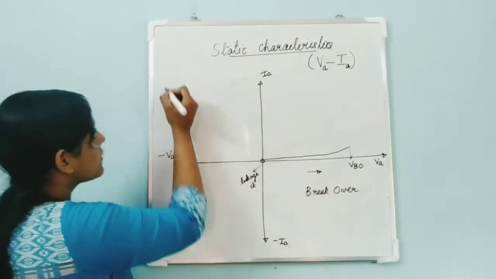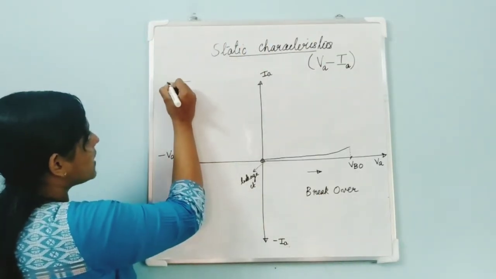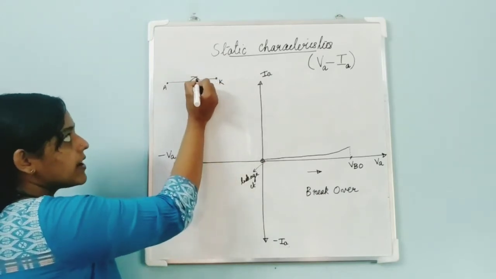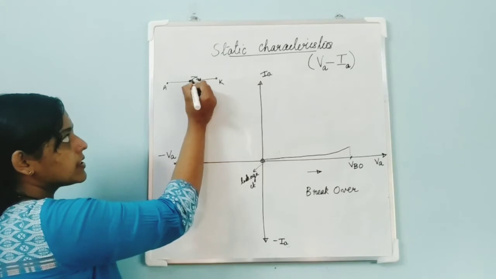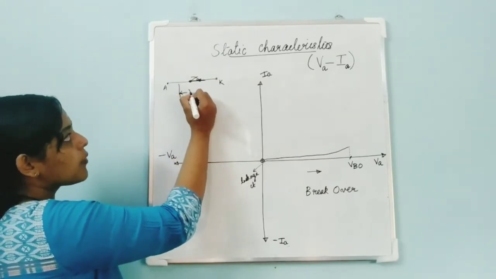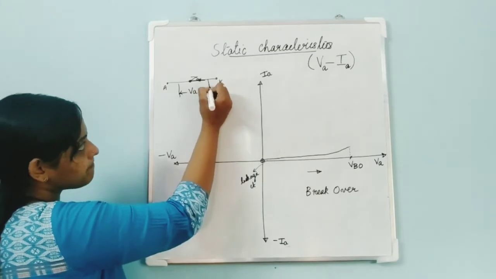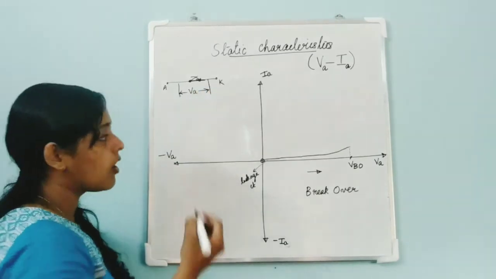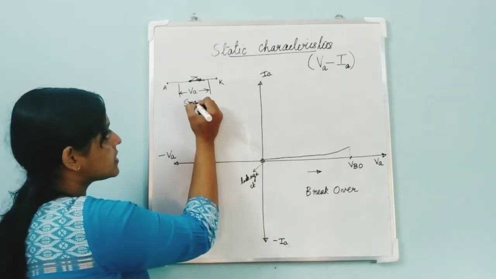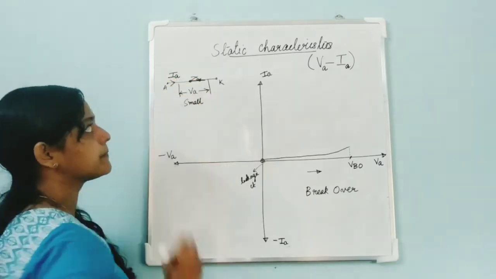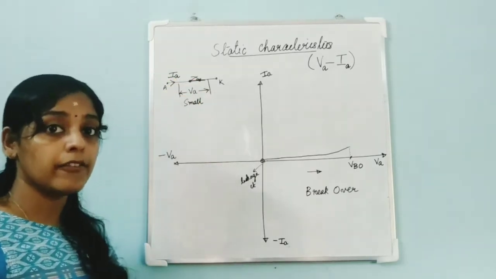And once a device starts conducting, let this be the anode and let this be the cathode. Once a device starts conducting, that means it is connected like this, isn't it? Once a device starts conducting, what is the voltage across that device? Voltage across that device will be a very small value, isn't it? And what about the current? Current will be very high, isn't it?